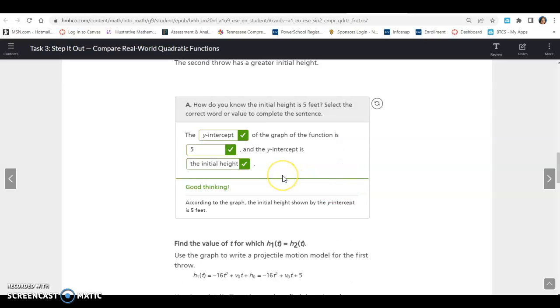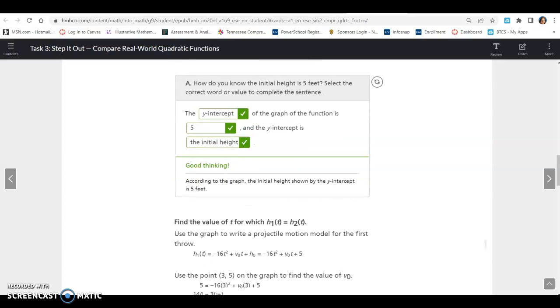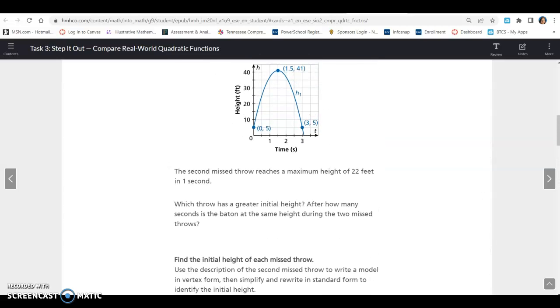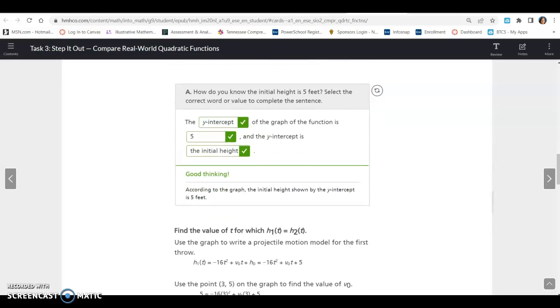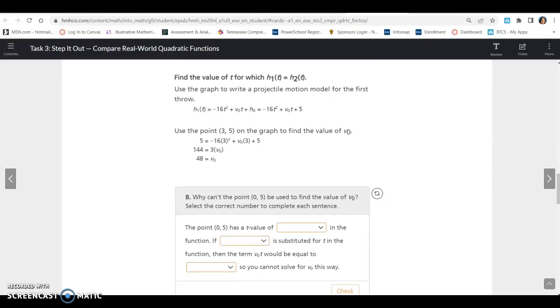Okay, and that came from the graph above again. So you can see it was the y-intercept. The y-intercept is on the y-axis right there. 0.5 is your initial height. All right, for the value of t for which h1(t) equals h2(t), that means find out when the two functions intersect. When are they equal? After how much time are these two functions equal?